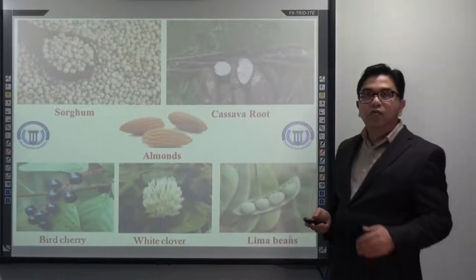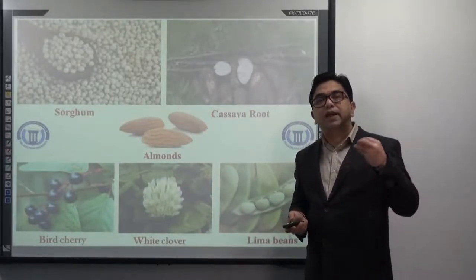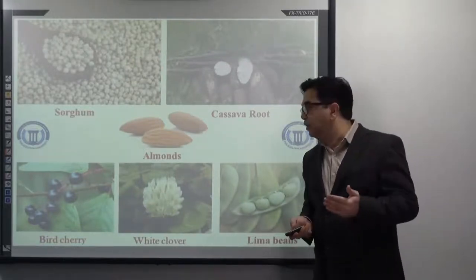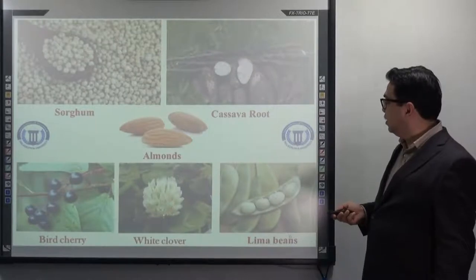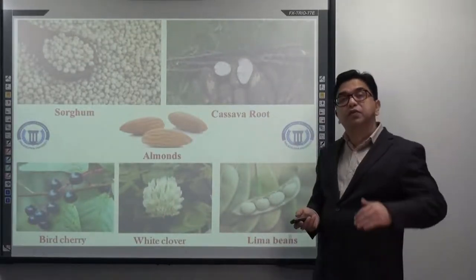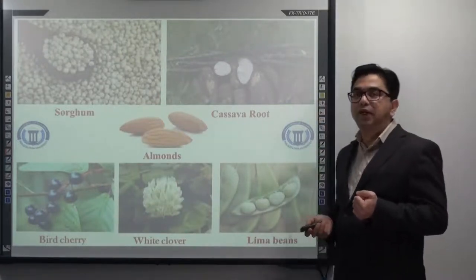Of course, look-wise, bitter almond and sweet almond both look similar. Only the taste defines the presence or absence of quantity of cyanogenic glycoside. Wild cherry, white clover, and lima beans all of them contain, based on their variety and age, a quantity of cyanogenic glycosides.